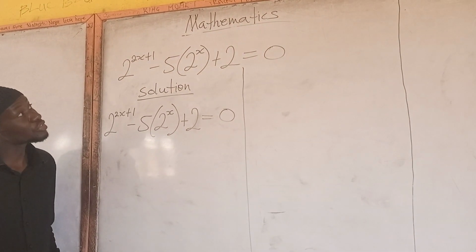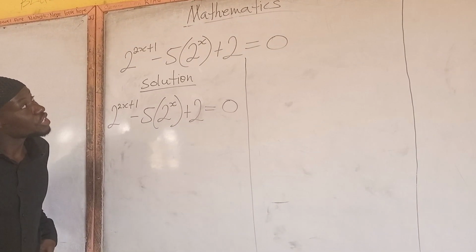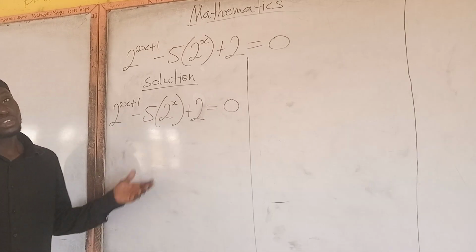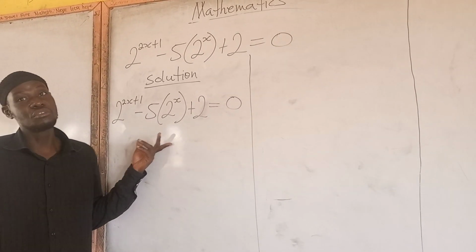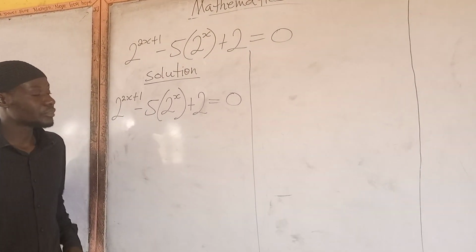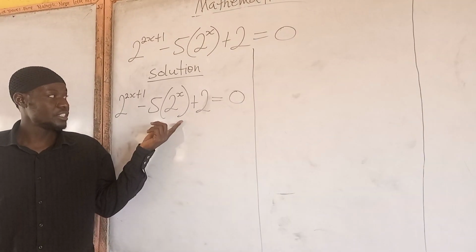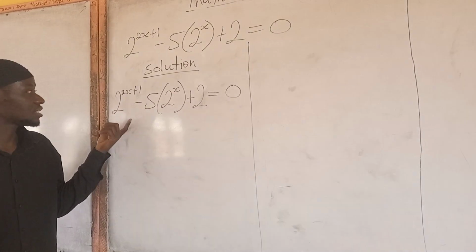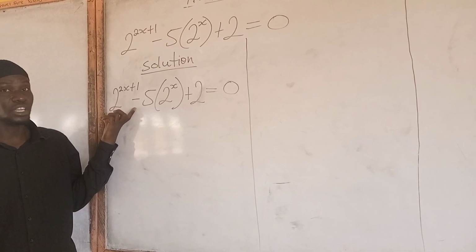So here we are going to solve this exponential equation under indices. Questions of this nature lead to a quadratic equation. What you will realize is that this expression in the second term, 2 to the power x, you can get that same expression in the first term here.